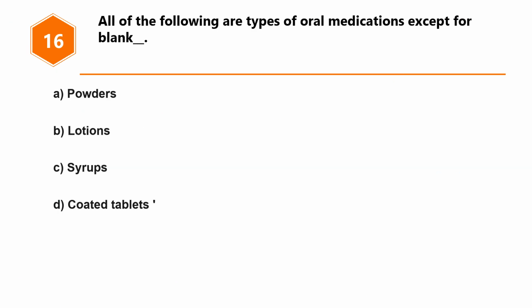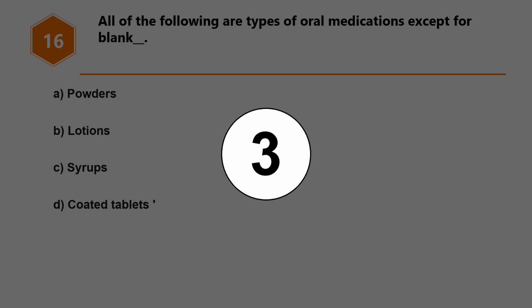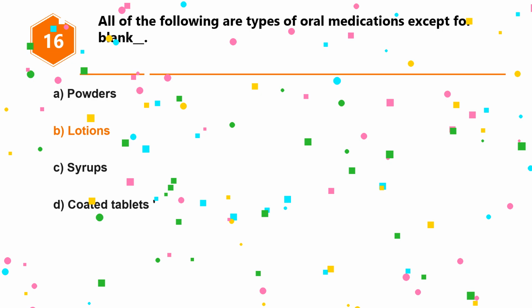Question 16. All of the following are types of oral medications except for blank. Option A. Powders. Option B. Lotions. Option C. Syrups. Option D. Coated tablets. The correct answer is option B, lotions.